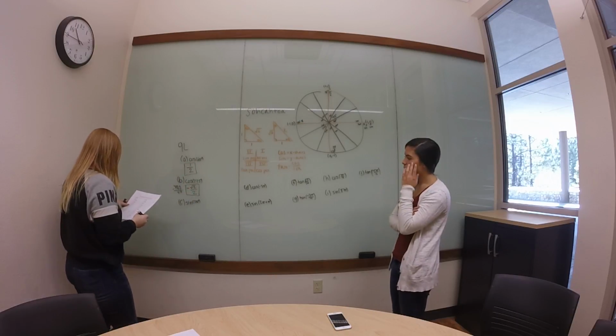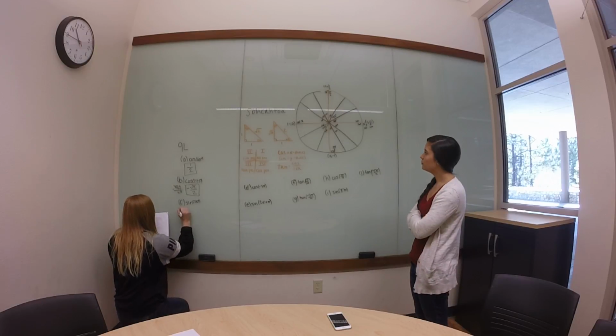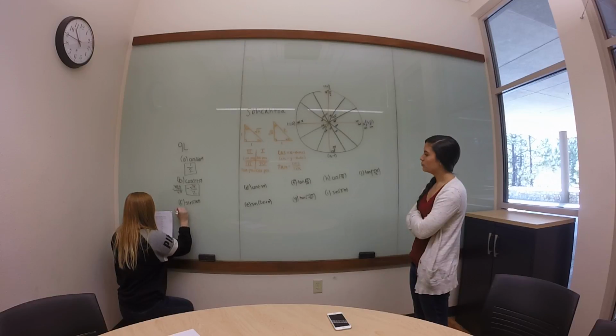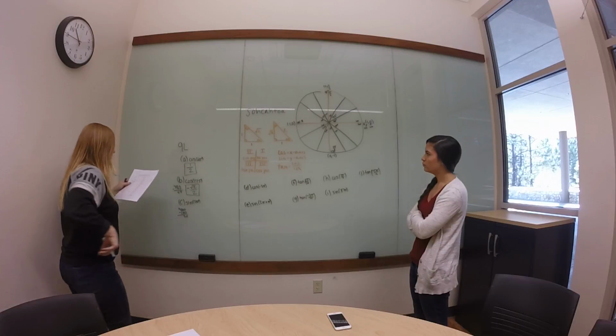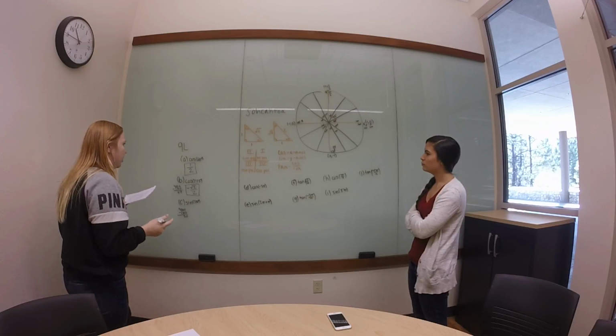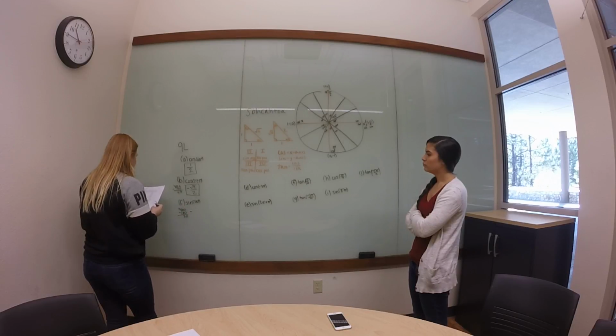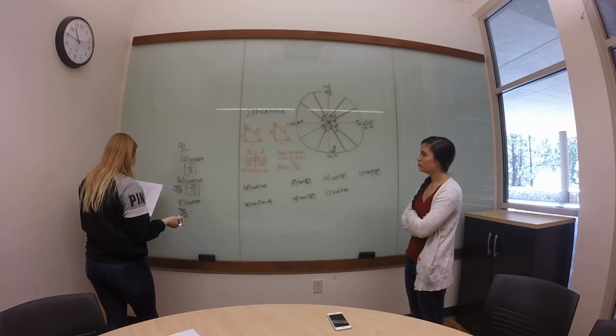For C, sine of 210, so 210 minus 180. You use a 30, 60, 90 triangle, and 210 is in the third quadrant, so it's going to be negative again. So the sine of 210 is negative 1/2.